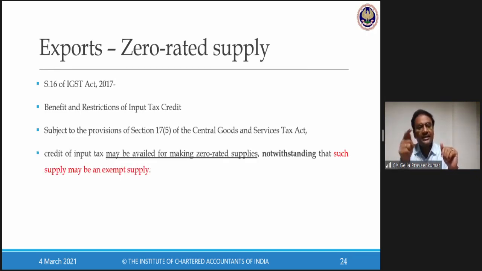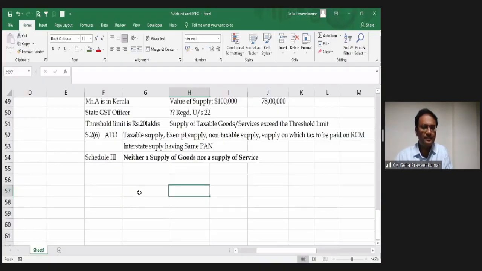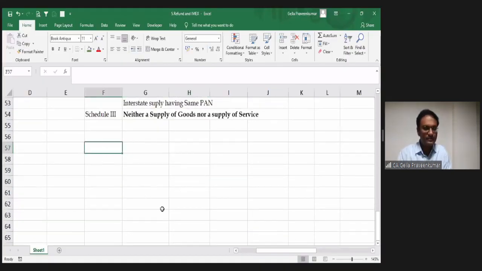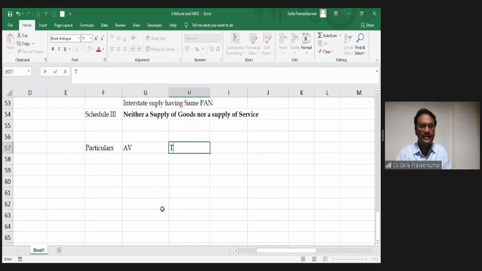Credit of input tax may be availed for making zero rated supplies, notwithstanding that such supply may be an exempt supply. Now, this is the eye opener for your ITC availment. I'll take you to my Excel file to help you understand this. Columns: particulars, assessable value, tax rate, tax paid, nature, remarks.